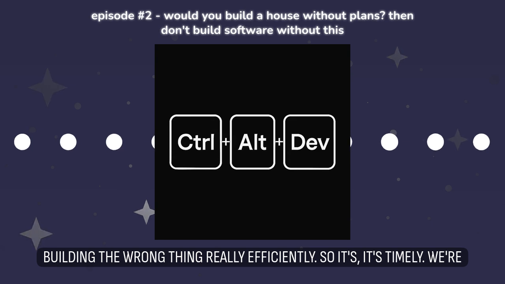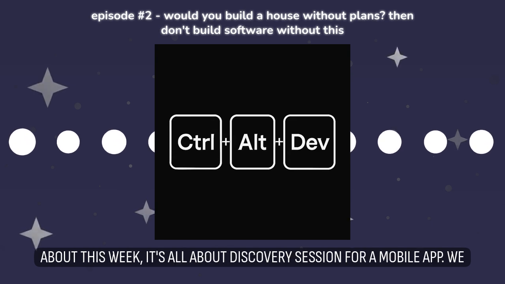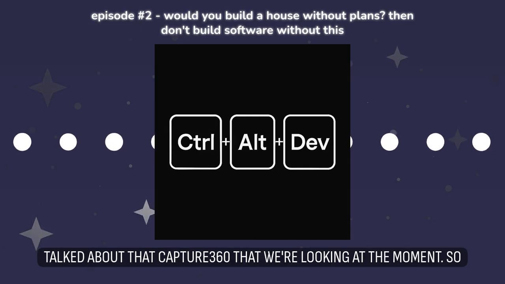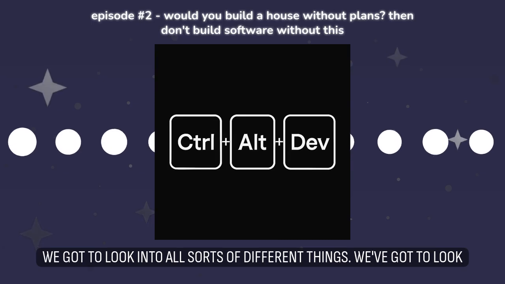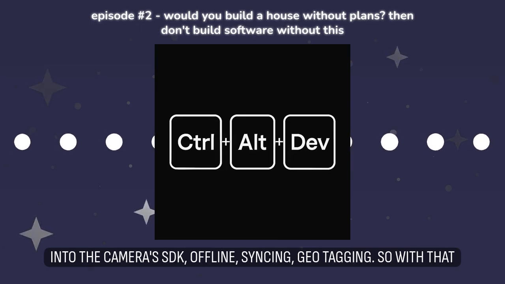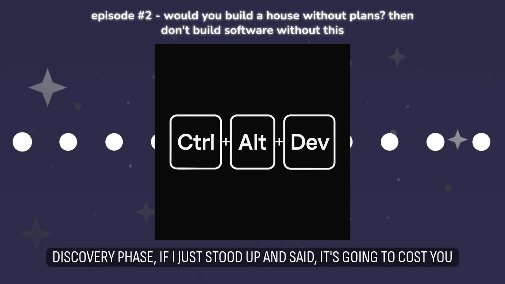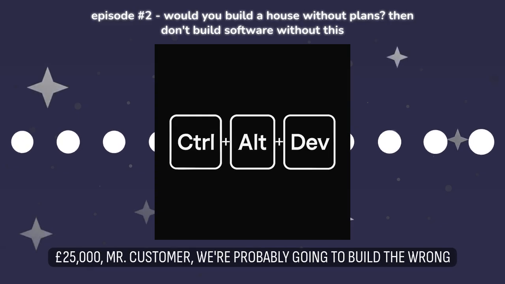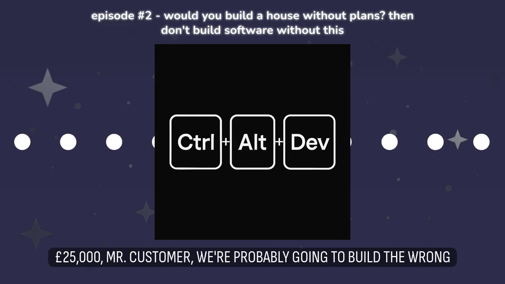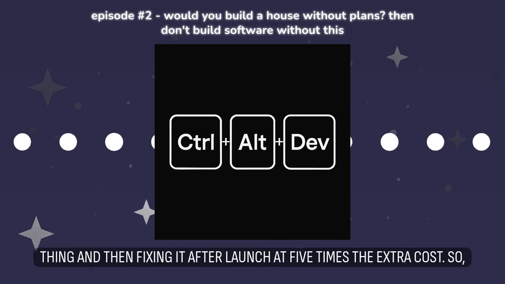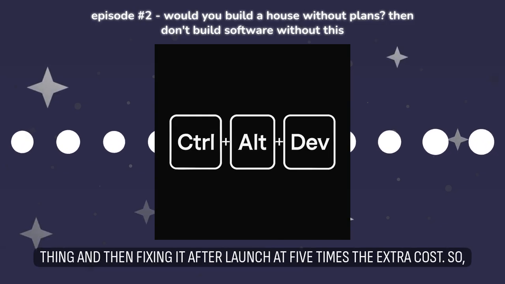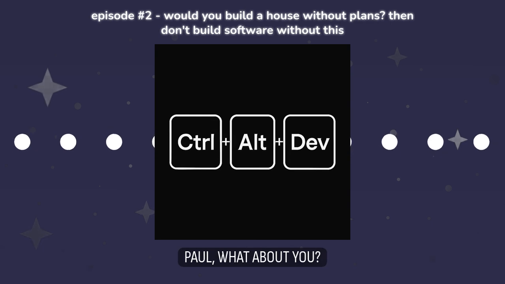So it's timely. We're on about this week, it's all about a discovery session for a mobile app. We talked about that, Capture 360, that we're looking at the moment. So we've got to look into all sorts of different things: the camera's SDK, offline syncing, geo-tagging. With that, if I just stood up and said, it's going to cost you £25,000, Mr. Customer, we're probably going to build the wrong thing, and then fixing it after launch at 5 times the extra cost. So Paul, what about you?